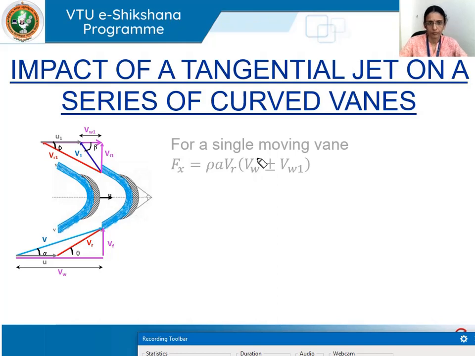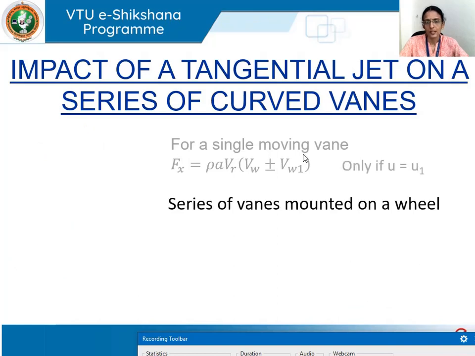But we need to see when can we apply this and when we cannot apply this. So, this is the case only if u is equal to u1, that is velocity of the vane at the inlet is equal to outlet, which is generally valid in case of a single moving vane. But when we have a series of vanes mounted on a wheel, let us see how it looks like.